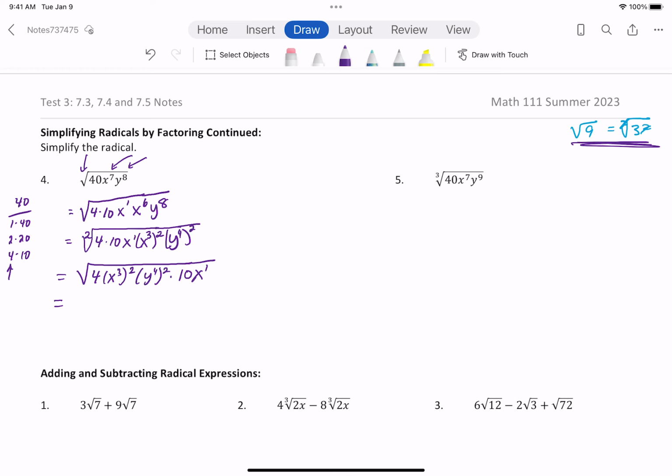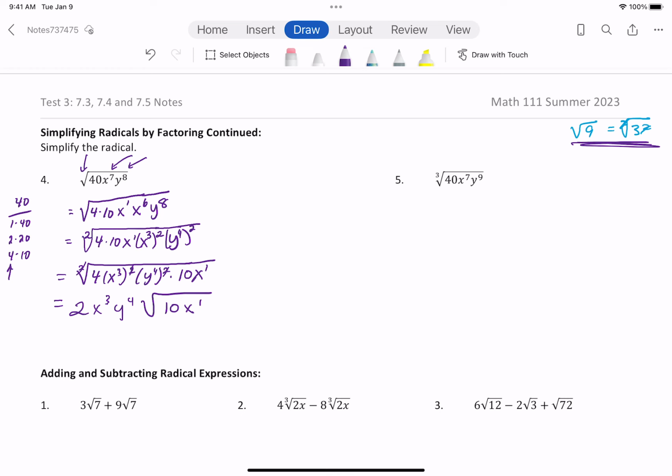So now we know the square root of 4 is 2. Not the square root of 2, but 2. And then remember, my index and exponents can cancel, so that x to the 3rd, y to the 4th is going to come out. And we're still going to have our 10 x to the 1st underneath.